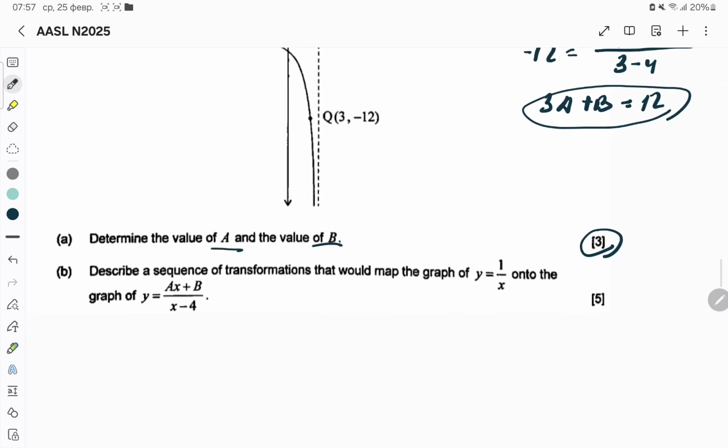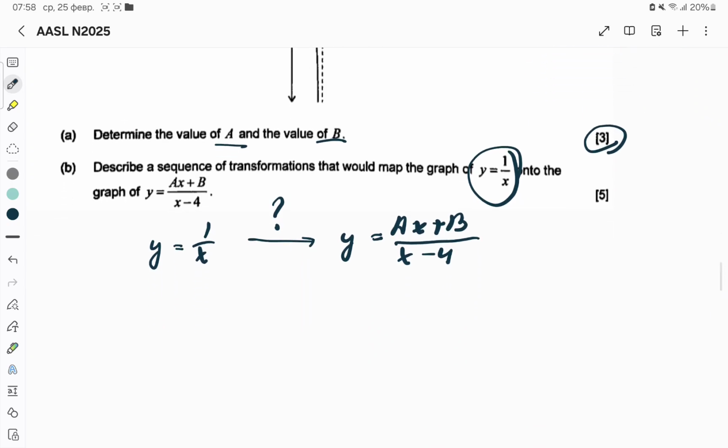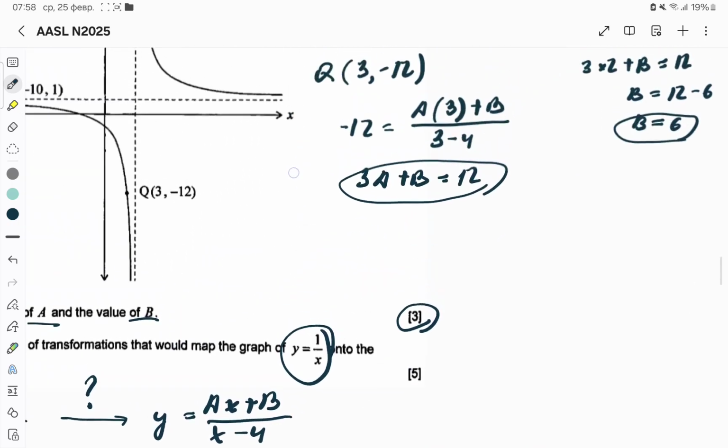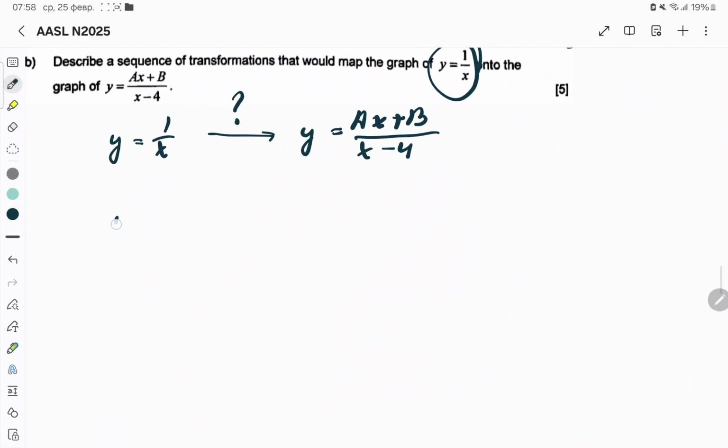And part B: describe a sequence of transformations that would map the graph of y is equal to 1 over x to the graph of y is equal to (ax plus b) over (x minus 4). How many transformations are there here? We have to write a sequence of transformations. Now we have obtained the values a and b, so let's plug them in, 2 and 6. So y is equal to (2x plus 6) over (x minus 4).